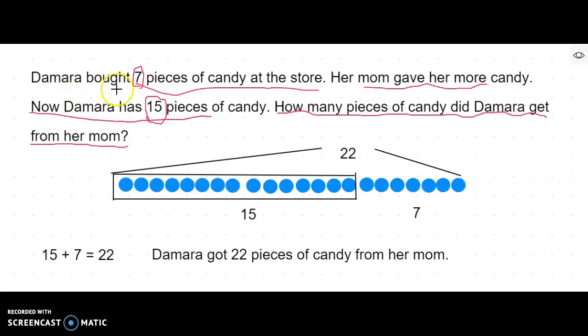It says, Damara bought 7 pieces of candy at the store. Her mom gave her more candy. Now Damara has 15 pieces of candy. How many pieces of candy did Damara get from her mom? So the answer is obviously 22 because she had 7 and then she had 15. And I set up my tape diagram, so 15 plus 7 is 22. So Damara got 22 pieces of candy from her mom, right?